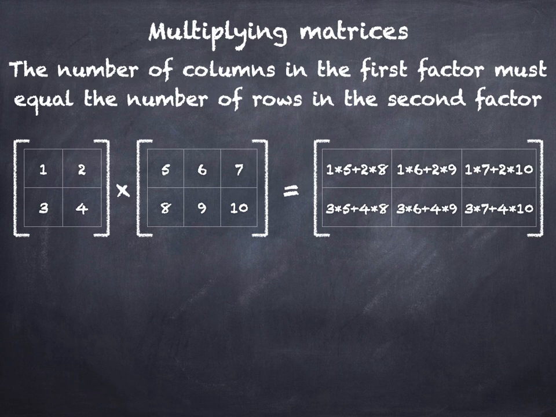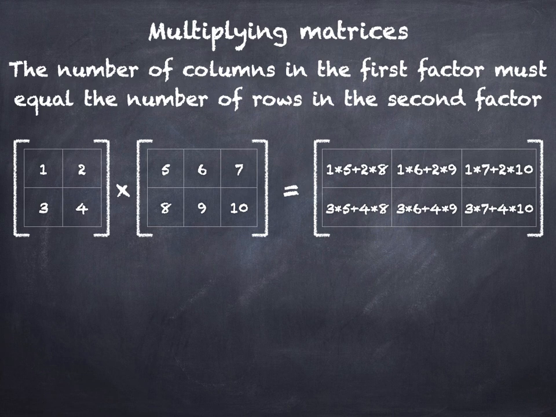Then for the next box, first row, third column. I hope you can keep track of rows and columns, because if you can't, you're going to be in trouble on this. First row, third column. So we take the first row of the first matrix and the third column of the second matrix. 1 times 7, 2 times 10, and we add those together.